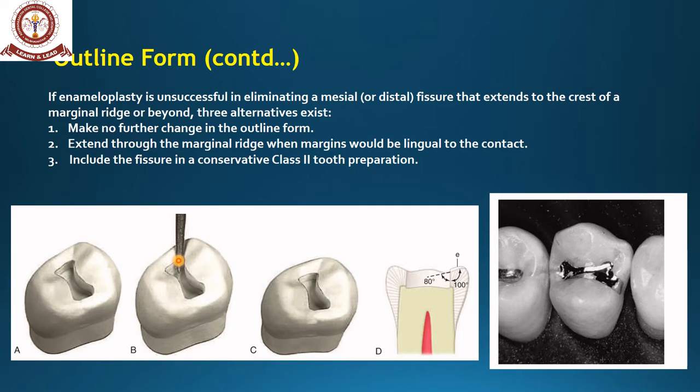Next is to extend through the marginal ridge when the margins would be lingual to the contact. Here, if we see, they have prepared the margin lingual to the contact area. The second option is to prepare the margin away from the contact area. If neither is possible, then you have to prepare the fissure and convert it to a conservative class 2 preparation.